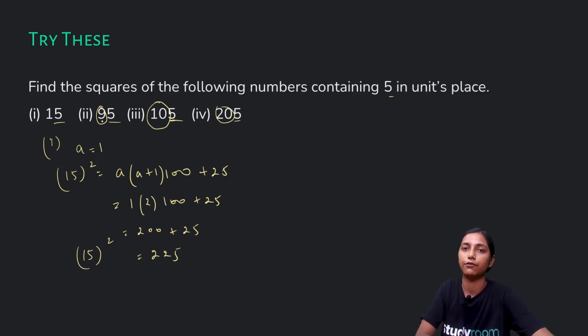This is the same as this. A will be 9. A into a plus 1 into 100 plus 25. Use these formulas. Find the answers for these 3 questions. You can check these using a calculator. You can directly multiply this number with itself to find out whether your answer is correct or not.